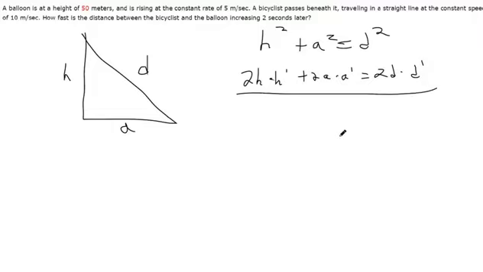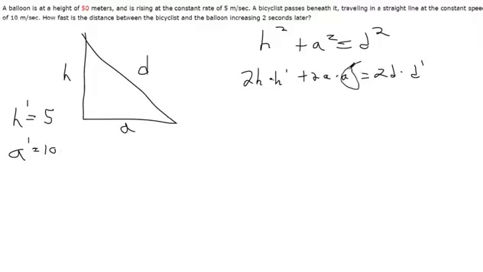We just need some numbers to plug in here. And that's what they give us up here. They give us enough information. The height is rising at a rate of 5 meters per second. So the rate of change of the height is 5 meters per second. The bicyclist is traveling horizontally at 10 meters per second. So we know what a prime is. That's good. If we were to plug that in, though, we have too many other unknowns. We need to have numbers for everything else. We need an h, we need an a, we need a d.